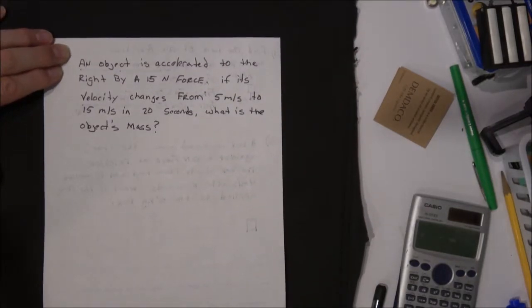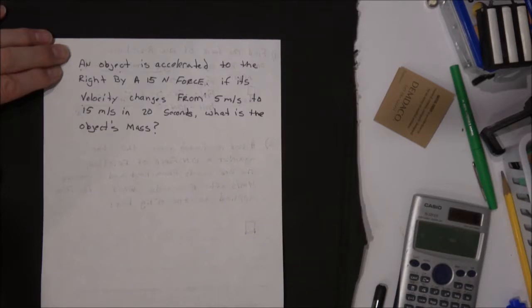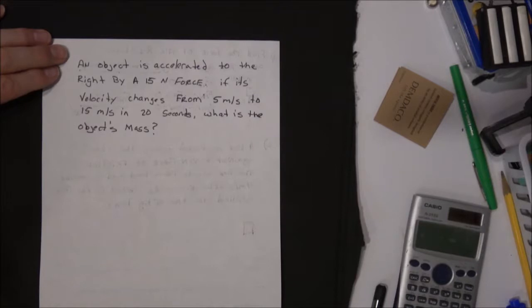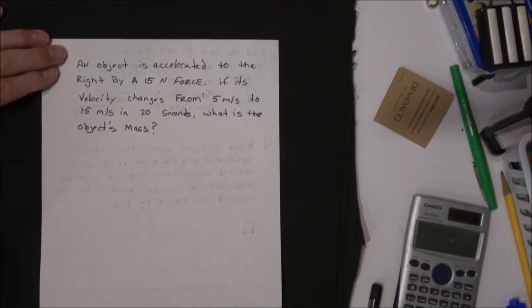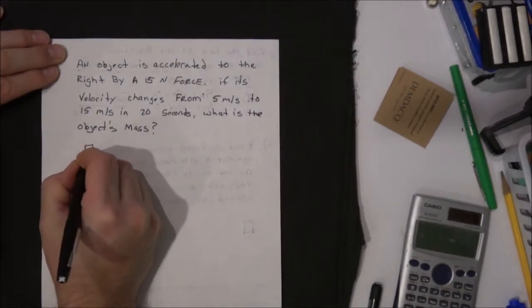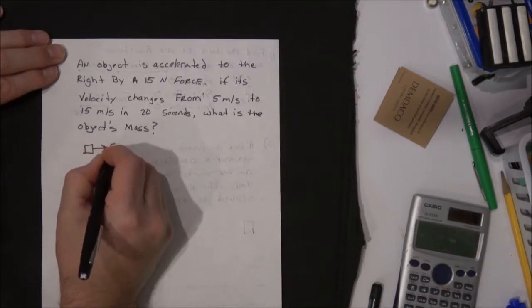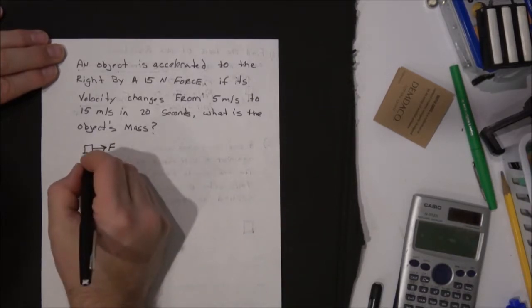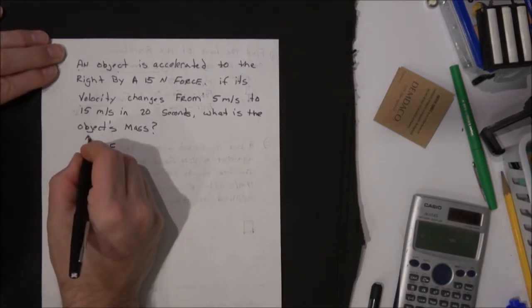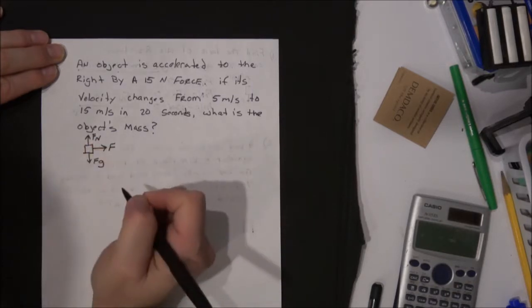Okay, in this problem, we see that we have an object and it's accelerated to the right by a 15 Newton force. If its velocity changes from 5 meters per second to 15 meters per second in 20 seconds, what is the object's mass? This seems like there's a lot of things that are unrelated here, but they're not. So the first thing we want to look at is we're going to draw a diagram of the object. So if we draw a diagram, we know that we have a force pushing it that way. We also know that we always have force of gravity. In this case, we would have a normal force acting upwards on it.